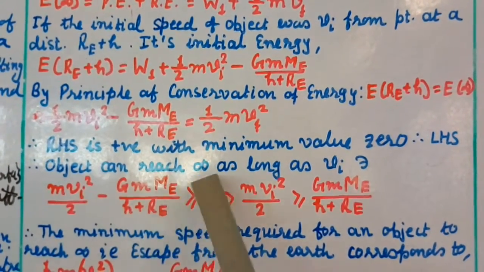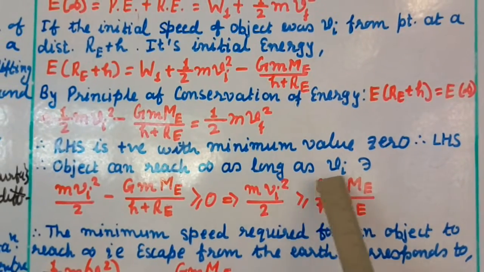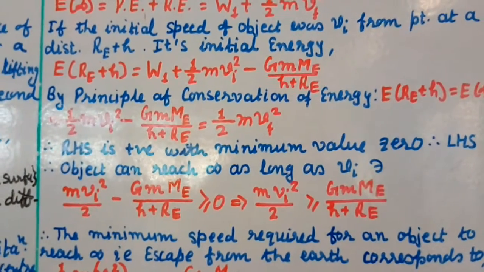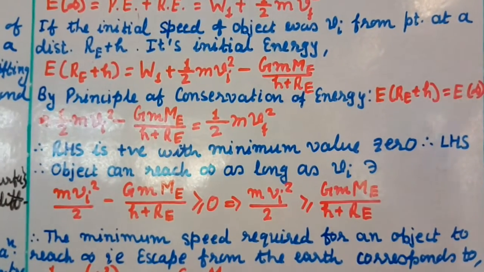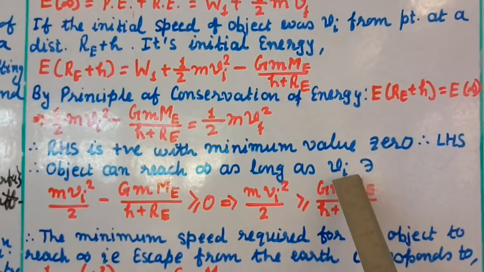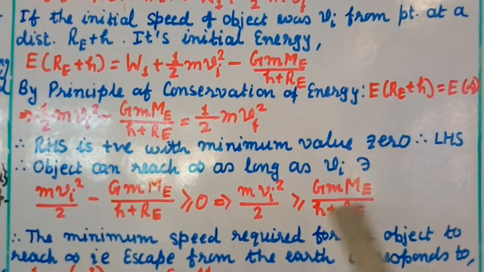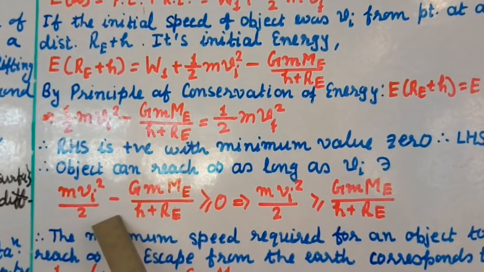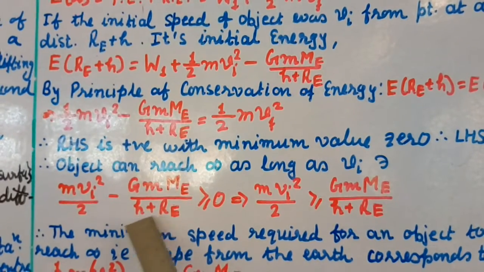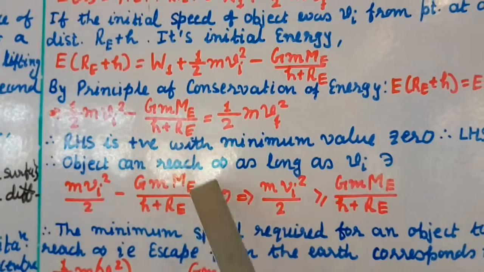Therefore the object can reach infinity as long as Vi is such that, since our aim is that the object should reach infinity, it can reach infinity as long as the initial velocity Vi is such that m Vi squared by 2 minus G m Me by h plus Re is greater than or equal to 0.